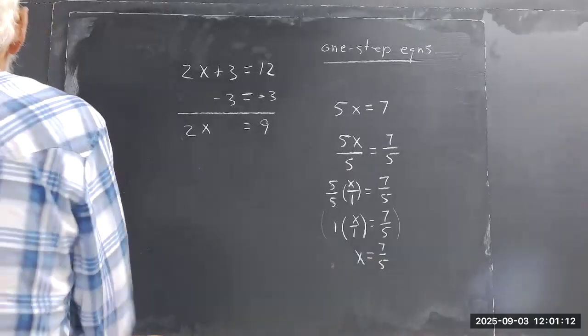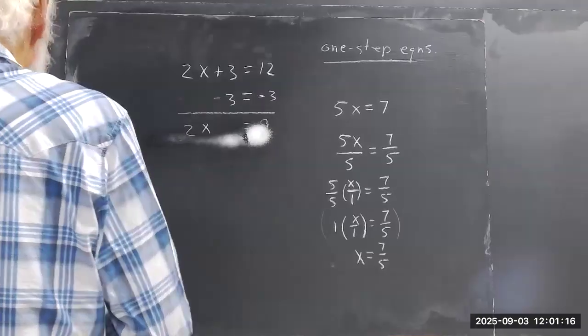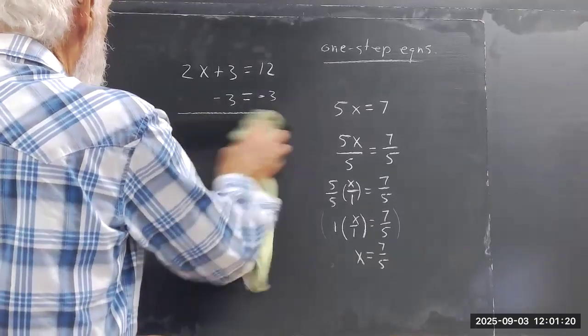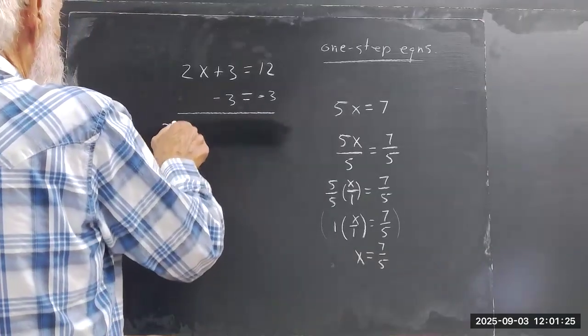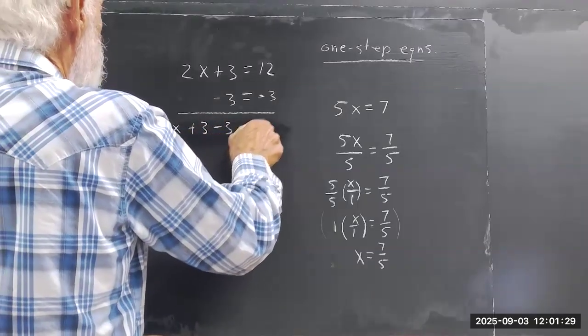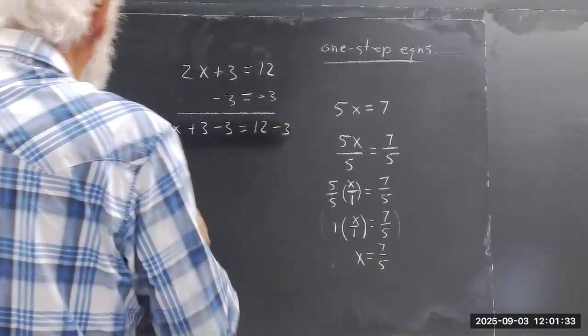There's another step that I would like to see that will do you some good in the pretty near future. And that's where you add the 2 sides. You get 2x plus 3 minus 3 equals 12 minus 3. This is the left-hand side.